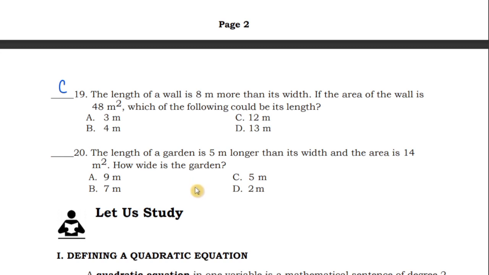A 9, B 7, C 5, D 2. The answer for that is D. That is how we catered with respect to the given. Let us study the pre-test that we have.